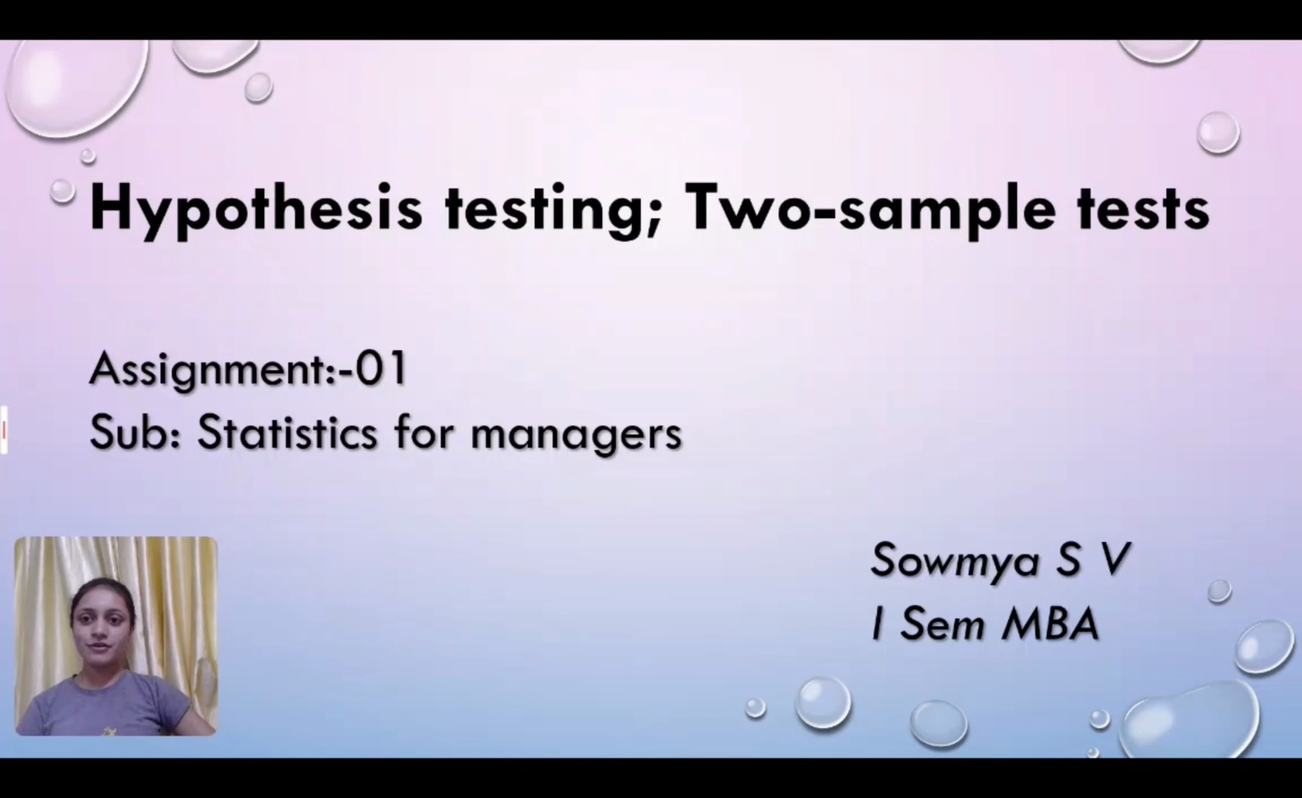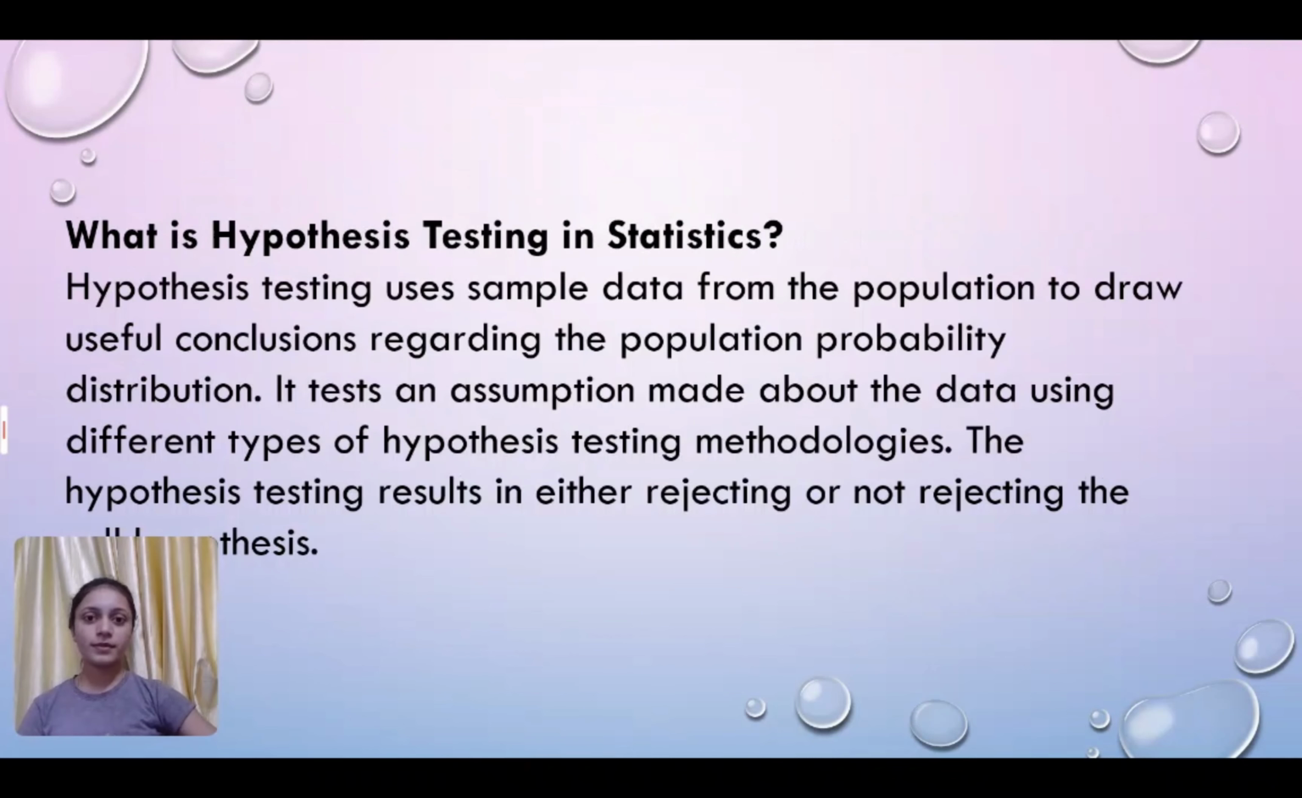Today I came with a new assignment topic, hypothesis testing two sample test. In statistics, a two sample test is performed on the data of two random samples, each independently obtained from the different given populations. The purpose of the test is to determine whether the difference between those two populations is statistically significant.